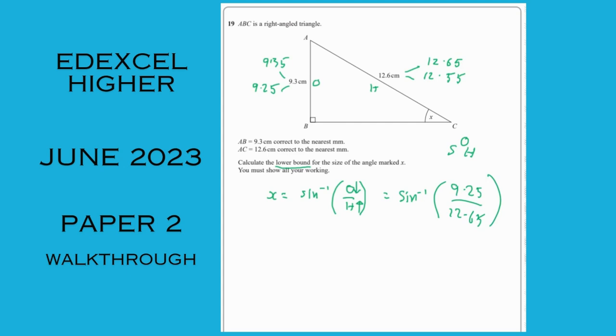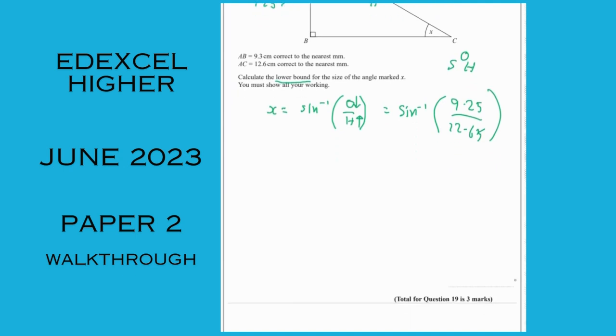So inverse sin brackets 9.25 divided by 12.65, close them up. And I'm getting, it says must show all your working, doesn't ask us for any level of accuracy. So I'll just go 46.989. I'll stop there, it goes 213 and so on. But that will do. 3 dp's is more than enough.